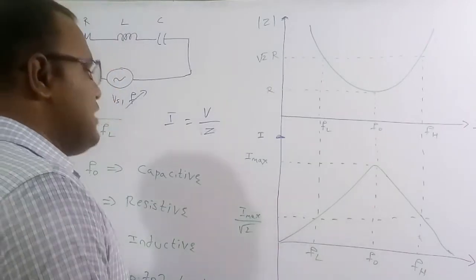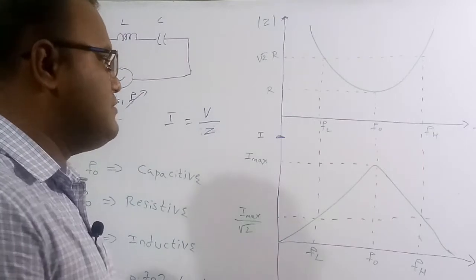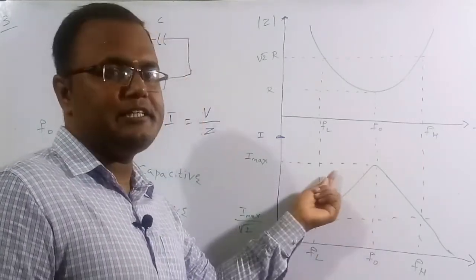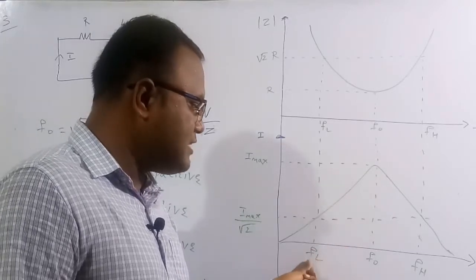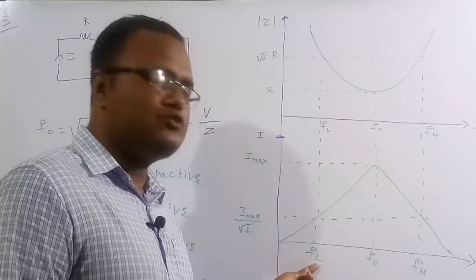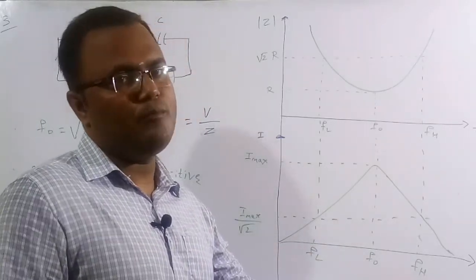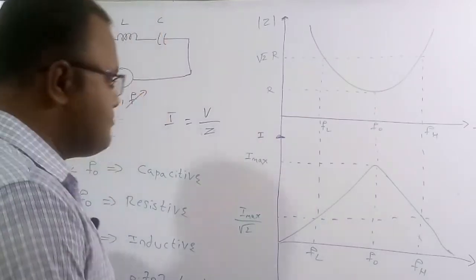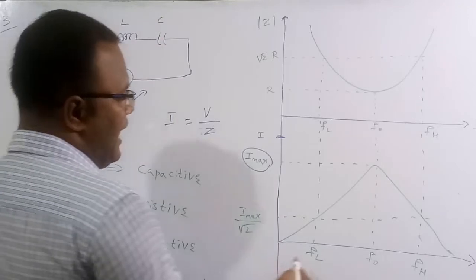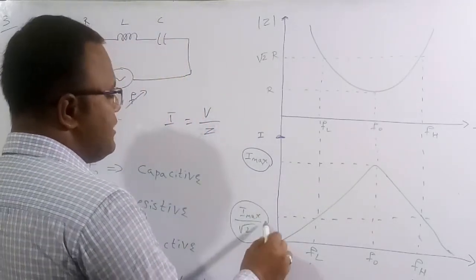This is the current diagram in the circuit. At resonant frequency we get the maximum current, and these are the frequencies FL and FH. FL is called the low half power frequency and FH is called the high half power frequency. So this is the maximum current at resonant frequency, and at FL and FH we get I maximum by root 2.